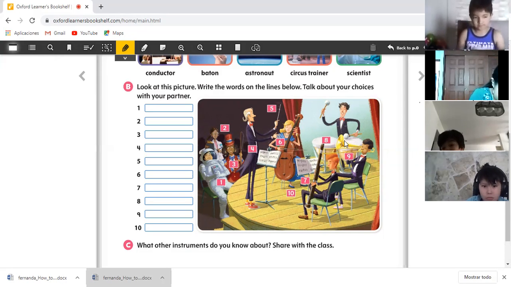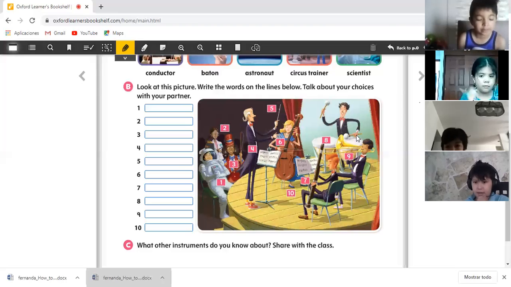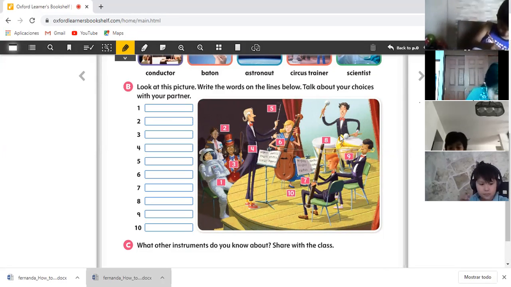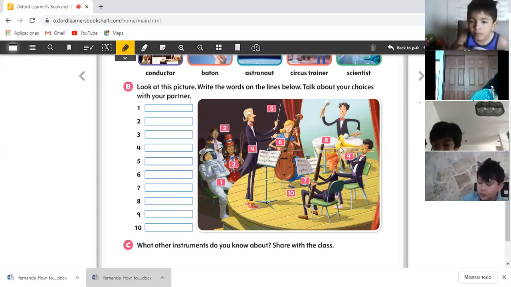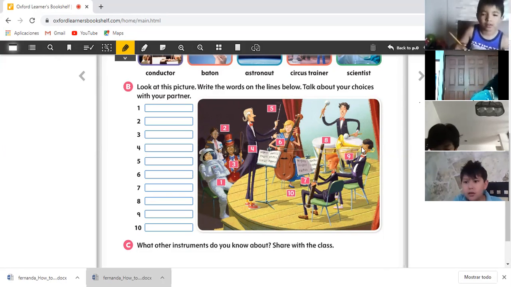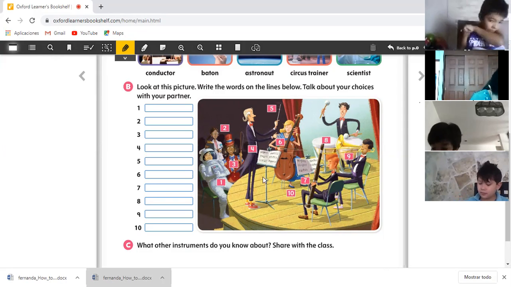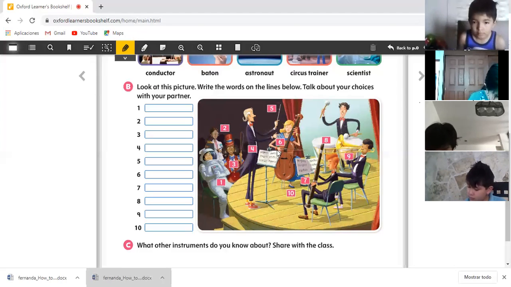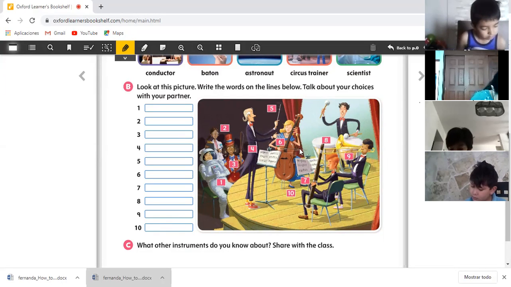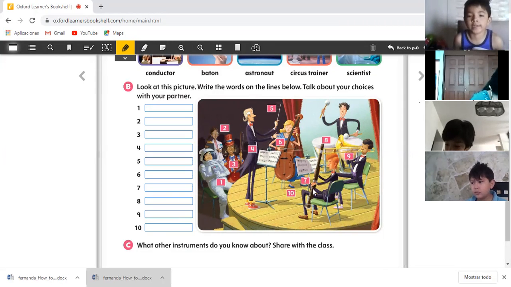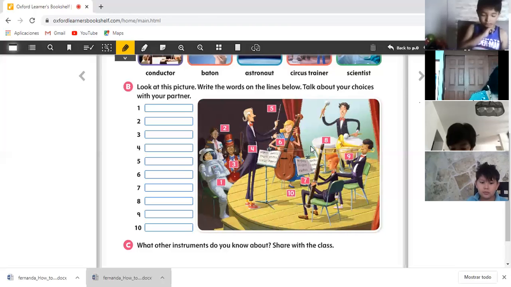Then this, what are these? God bless you. What are these? This timpani. Then this, what is this? Trombone. Excellent, guys. And then what are these? The whole, these persons, the whole. Orchestra. Very good.